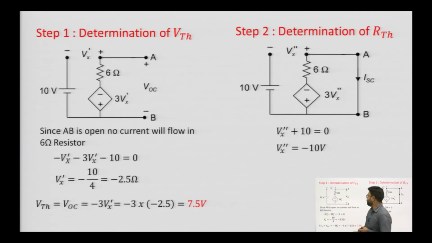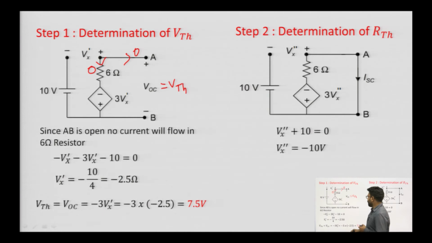First of all, we will open circuit this terminal. After open circuiting, the value of VOC will be equal to VTH. Since it is open circuited, no current will flow in this, and it is also open circuited here at Vx dash. So, what will be the value of VTH? Since AB is open, no current flows in the 6 ohm resistor. Here also we will get 0 current.